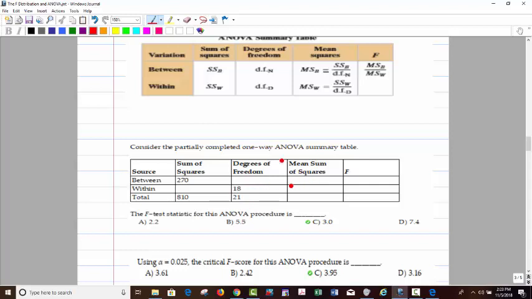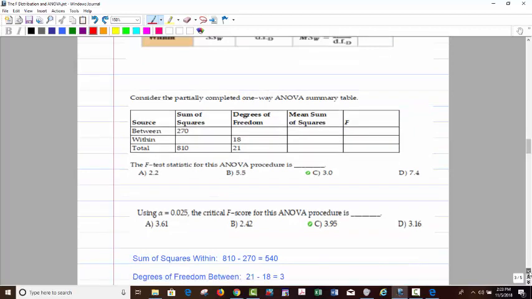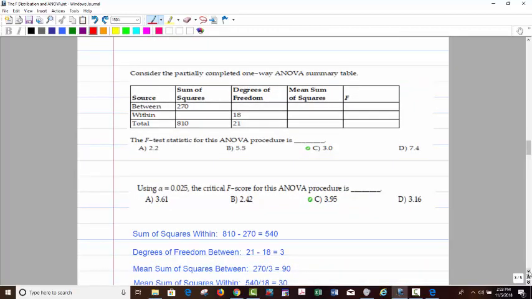And then mean squares between will be the 270 divided by that 3, which would be 90. And then within will be the 540 divided by the 18, which would be 30. And then the F only has one value here. It's going to be the top mean squares divided by the bottom mean squares, between divided by within, right there. So it's kind of interesting. It ends up being 3.0, and then I also did the critical value for this.